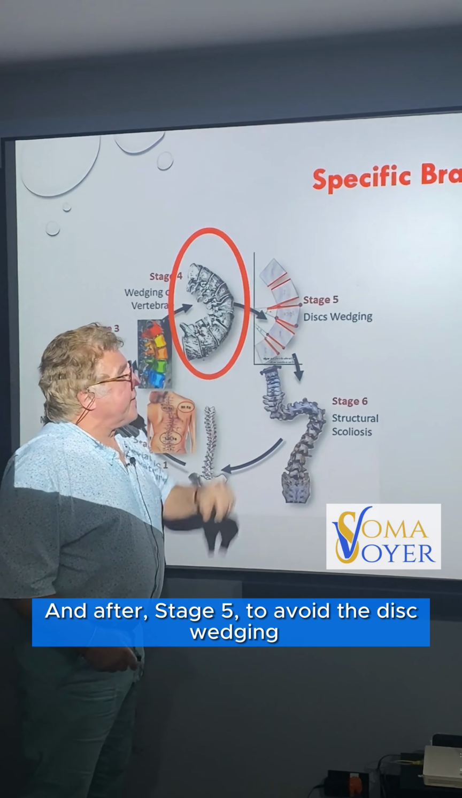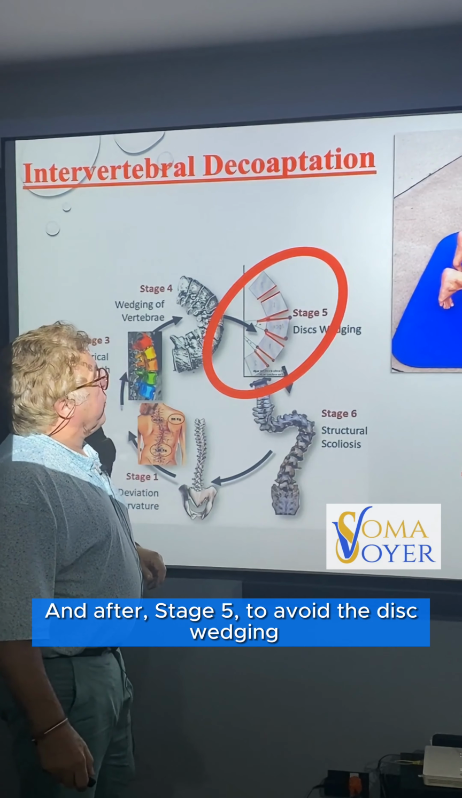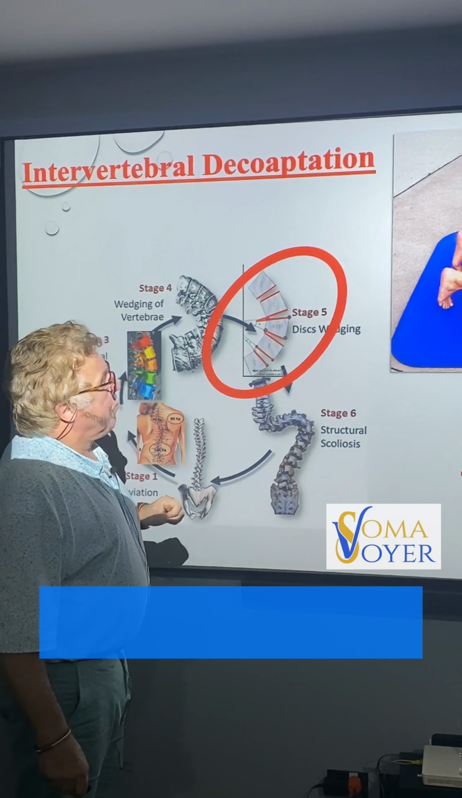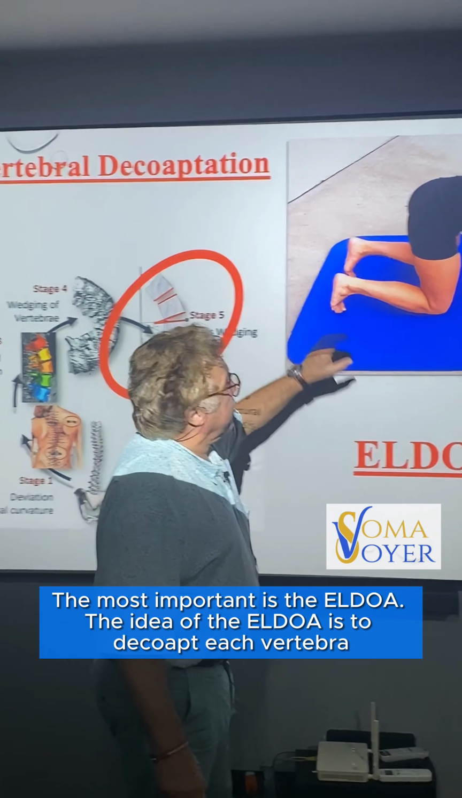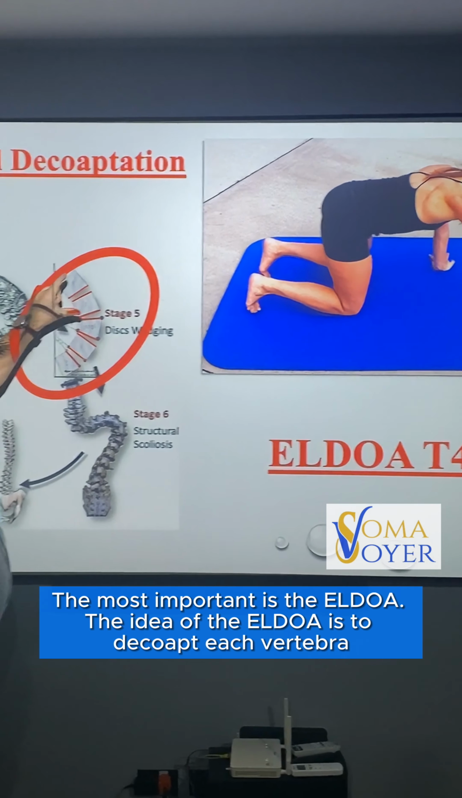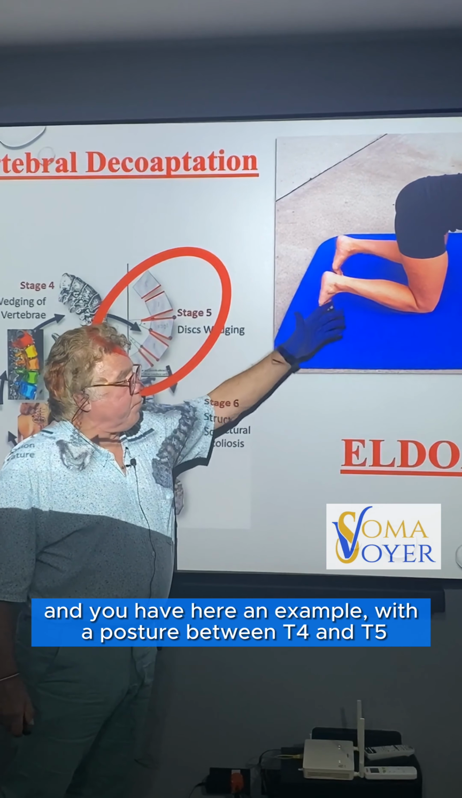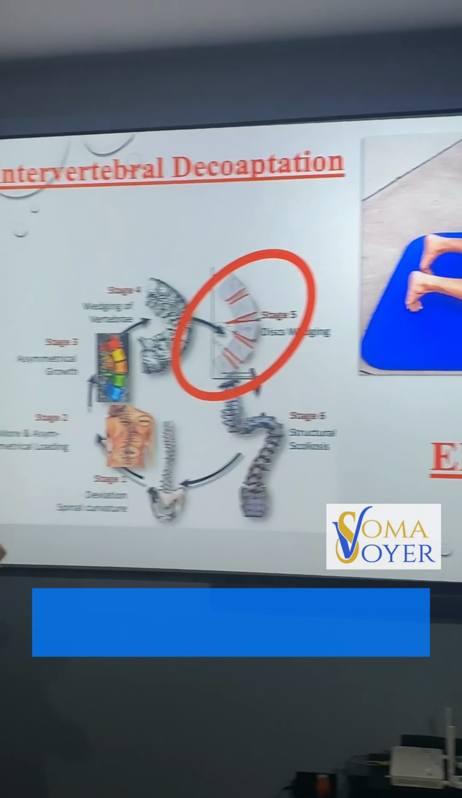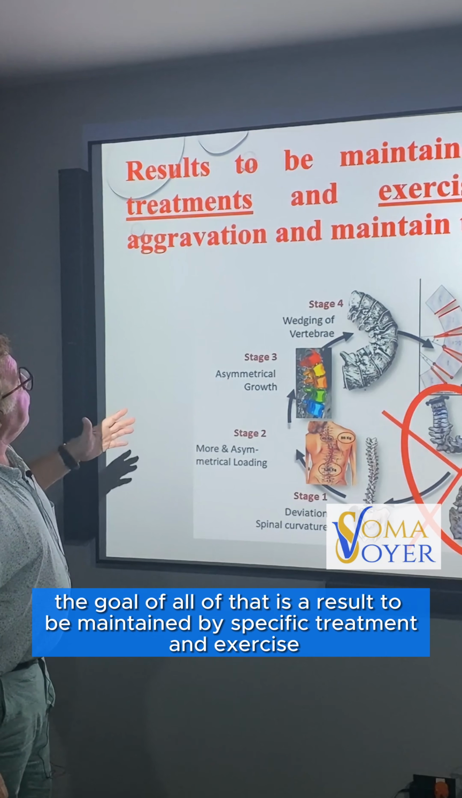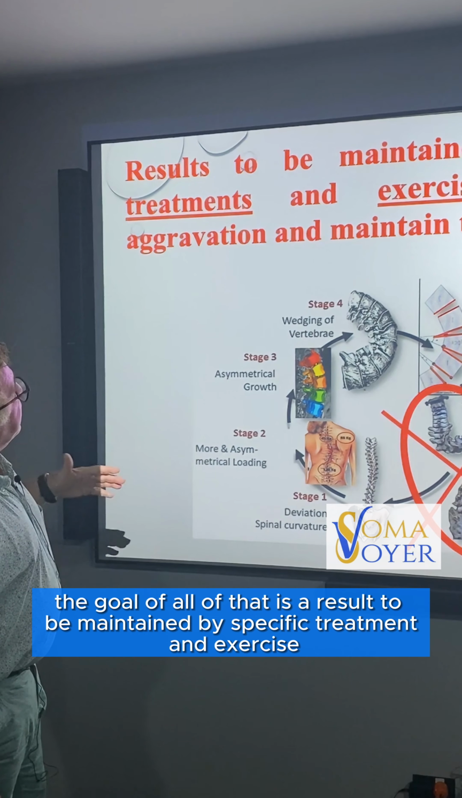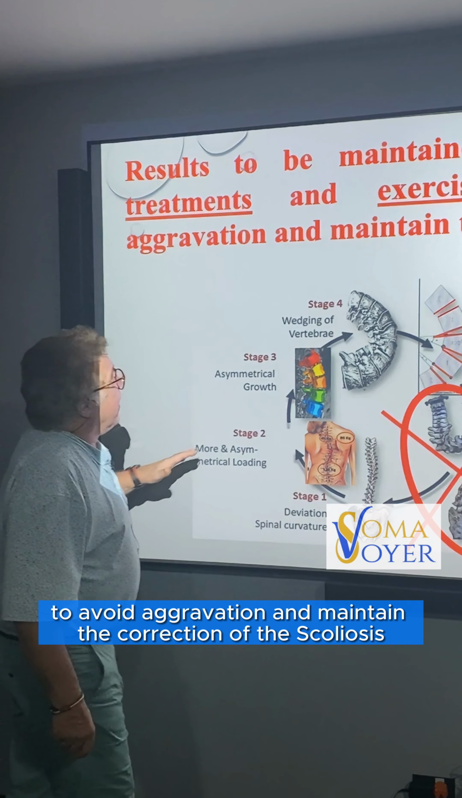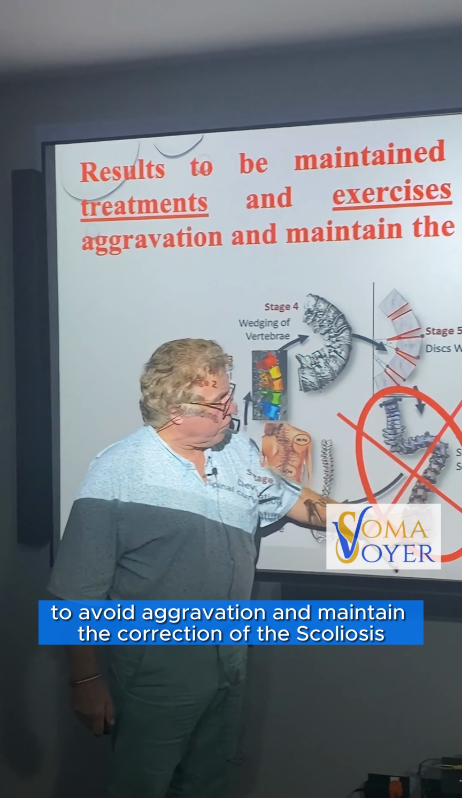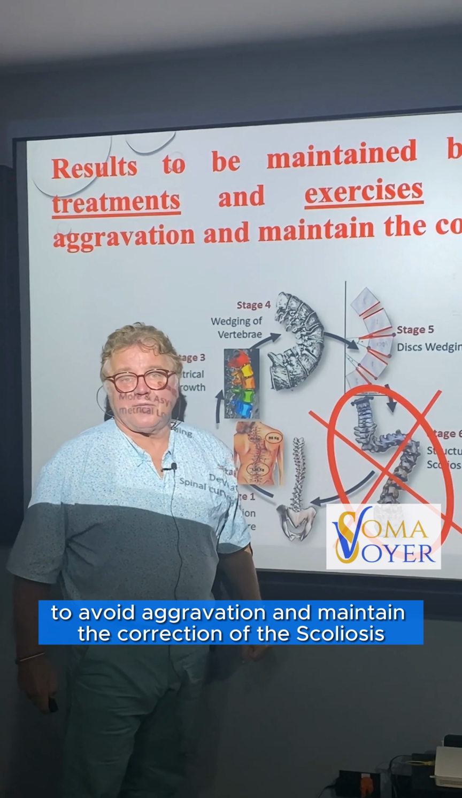And after, in stage 4, to avoid the disc wedging, the most important is the L-DOA. The idea of the L-DOA is to decoapt each vertebra, and you have here an example with a posture between T4 and T5. The goal of all of that is for the result to be maintained by specific treatment and exercise to avoid aggravation and maintain the correction of the scoliosis.